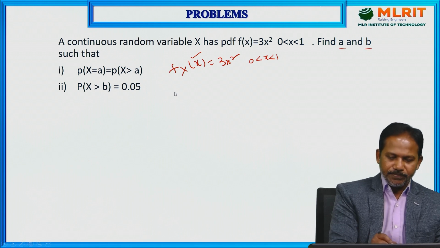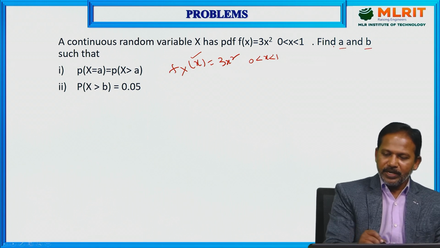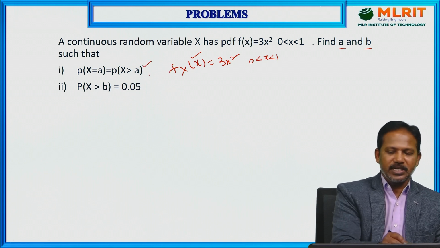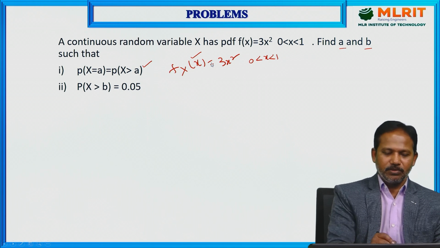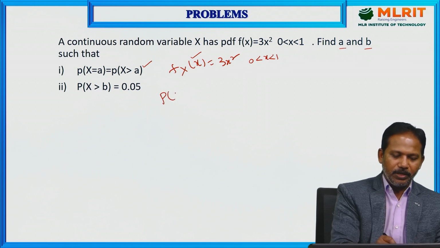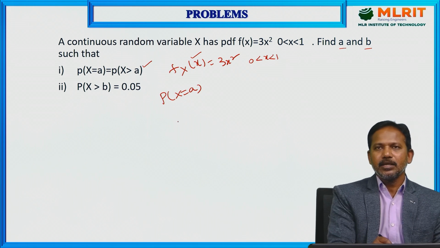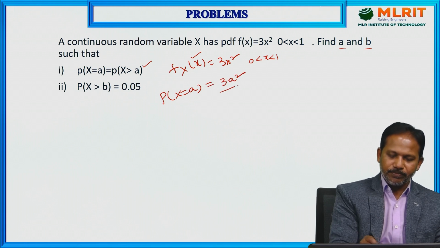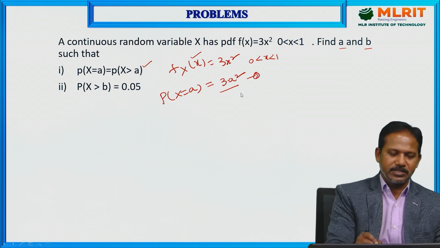I want to find the a and b values such that p of x equal to a equals p of x greater than a. By using this condition, you need to find that. First, I need to do p of x equal to a. First of all, probability here is given by the probability density function, that is, fx of a is equal to 3 into a square. This is the first one, the LHS.